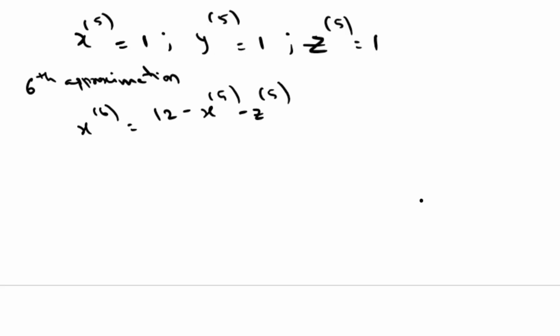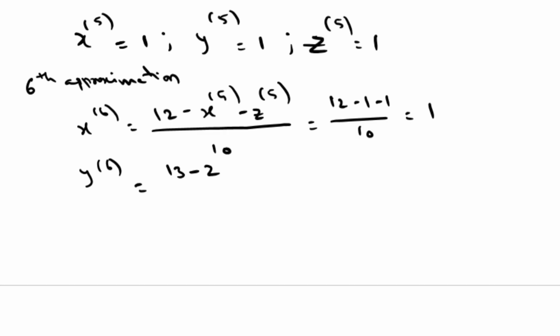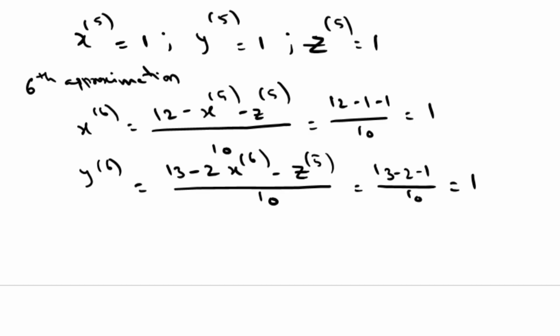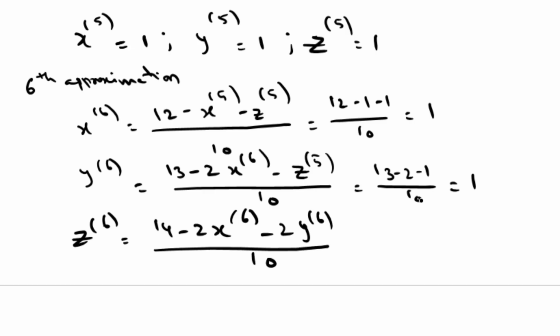In the sixth approximation, x6 equals (12 minus y5 minus z5) divided by 10, which equals (12 minus 1) divided by 10, which equals 1. y6 equals (13 minus 2 times x6 minus z5) divided by 10, which equals (13 minus 2 minus 1) divided by 10, which equals 1. z6 equals (14 minus 2 times x6 minus 2 times y6) divided by 10, which implies (14 minus 2) divided by 10, which equals 1.